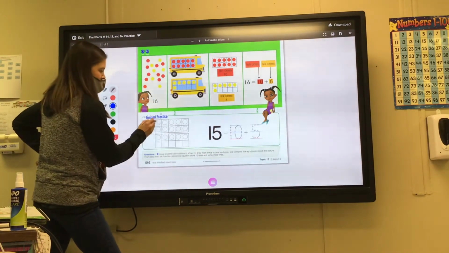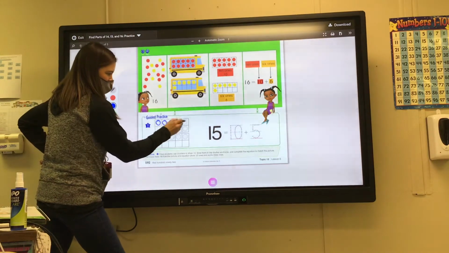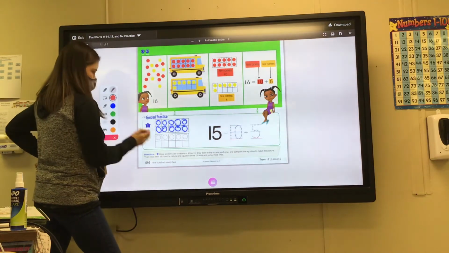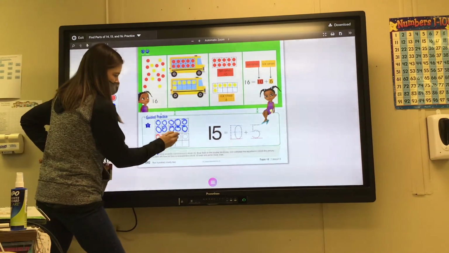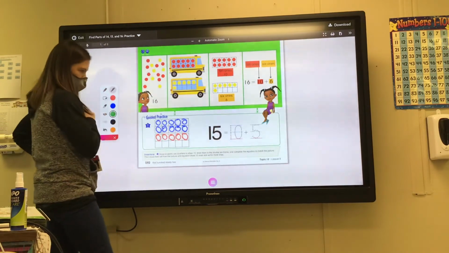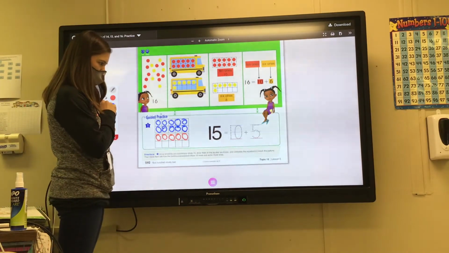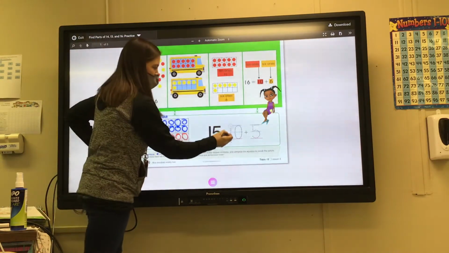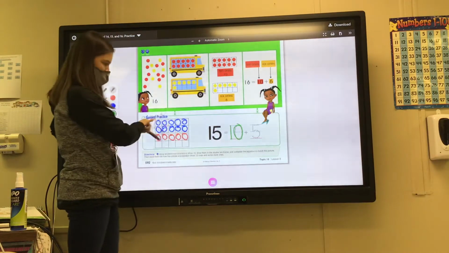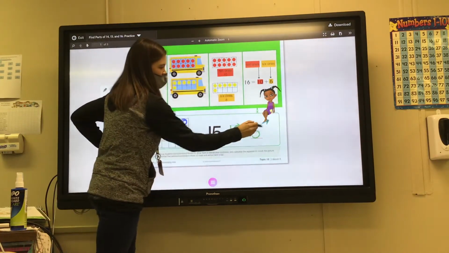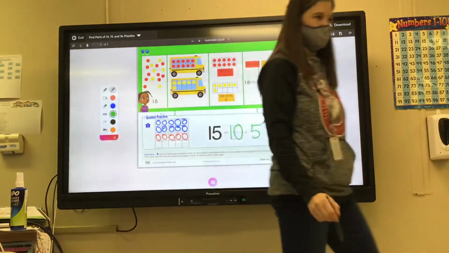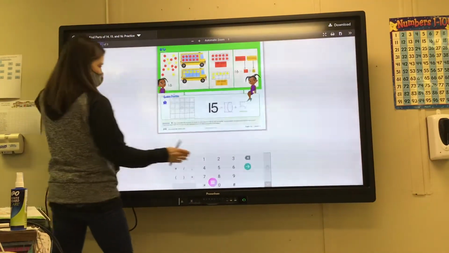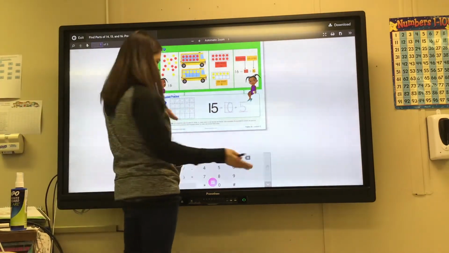You're going to fill the top 10 frame first with 10. So trace those. And then make more to make 15. And complete the equation to match the picture. So 15 equals 10 from the top 10 frame plus the 5. When you're finished, please turn to the next page, which means just flip.